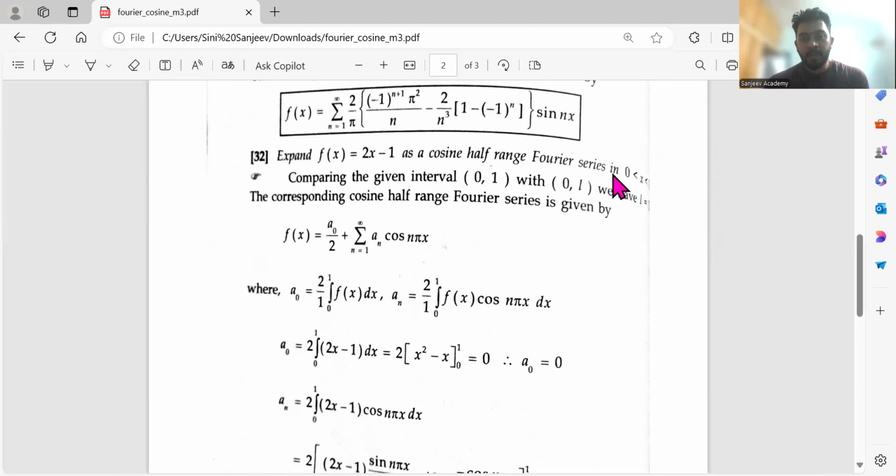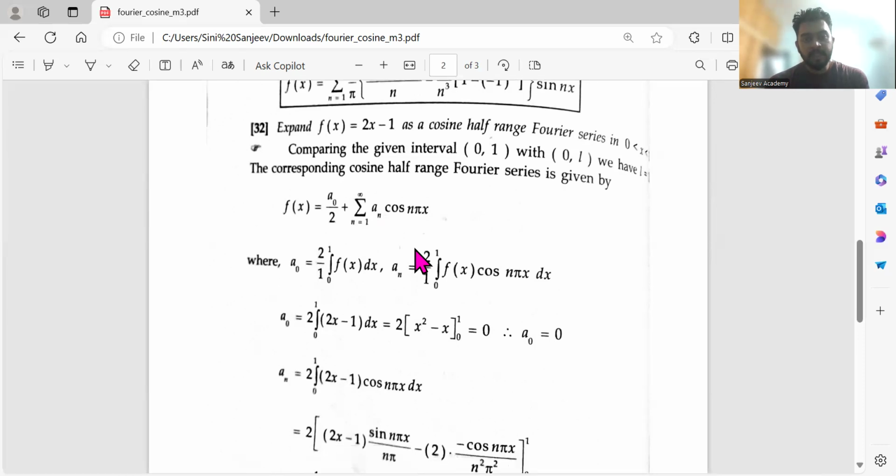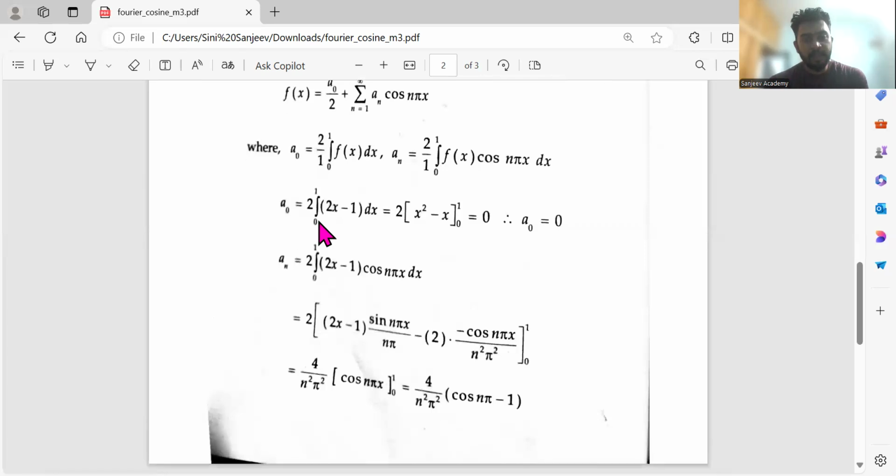Cosine means bn value will be 0, so a naught by 2 plus sigma n is equal to 1 to infinity an cos n pi x. This is the formula. Instead of 2 by pi, what is the range here? Instead of 0 to pi, 0 to 1 has come. So instead of pi, I am putting 1. That's the only difference here. And then this is basic integration. Once you do that, you'll get a naught value. Again, pause the video and then do it. Then an value. An value is what?